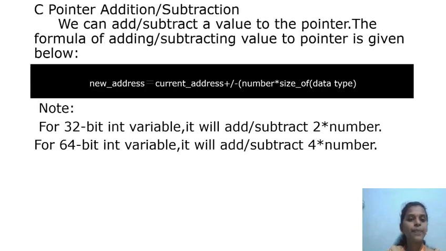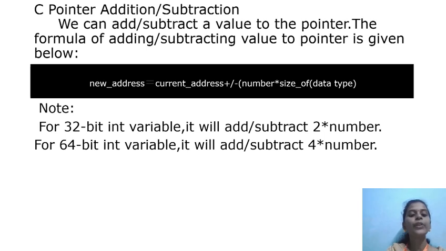Now, C pointer addition or subtraction. We can add or subtract a value to the pointer. The formula for adding or subtracting a value to a pointer is given below. New address equals current address plus or minus number into size of data type. The data type can be integer, character, array, or function. We can use any data type.